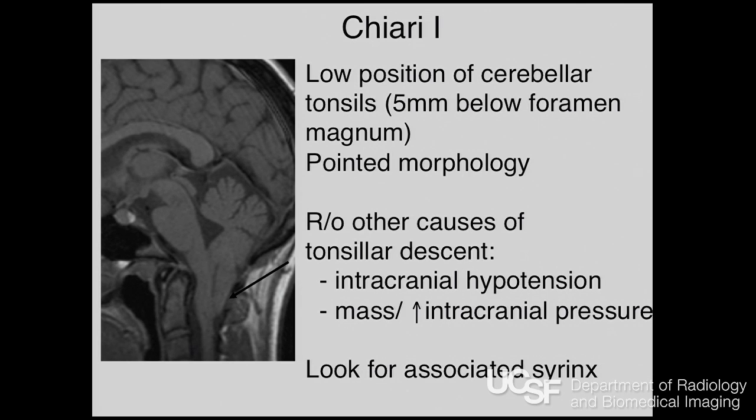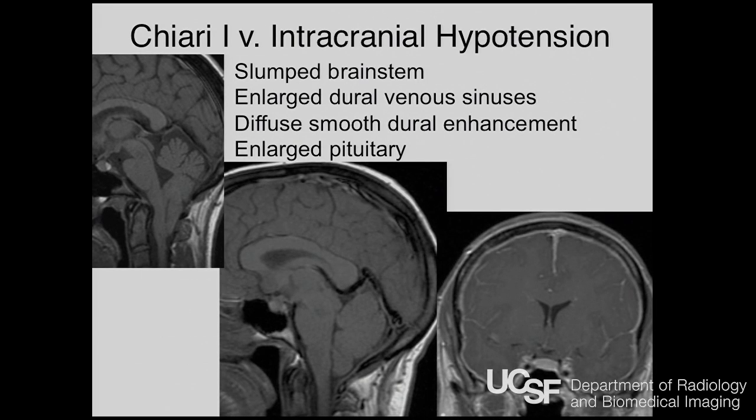And the other causes you should think about with a Chiari-1 malformation obviously include a mass or increased intracranial pressure. I think that's pretty easy for most of us to make that diagnosis. And the one that's a little more challenging is intracranial hypotension. And so in order to make the distinction between the two, you need to look very carefully at the CSF spaces within the posterior fossa, specifically ventral to the brainstem.